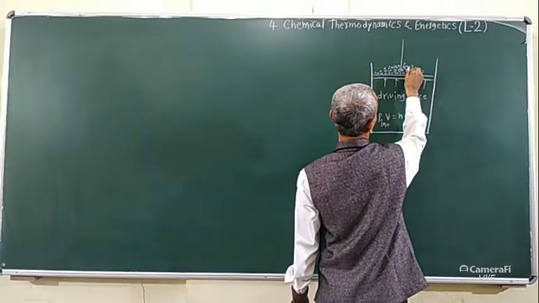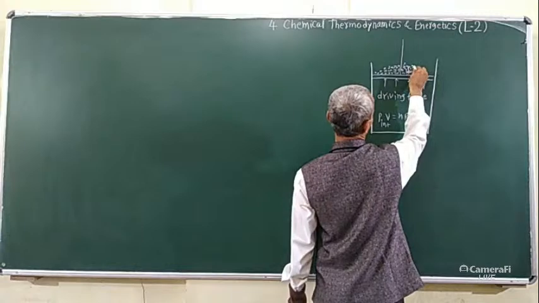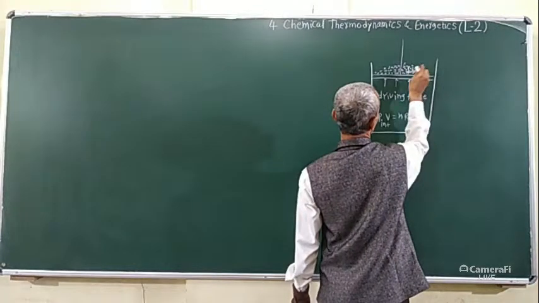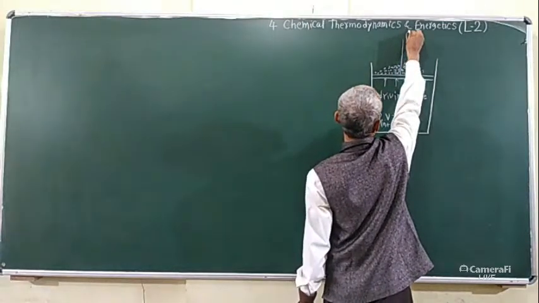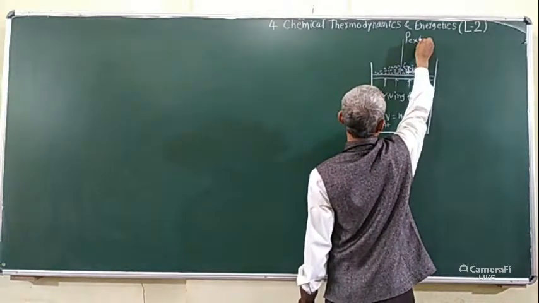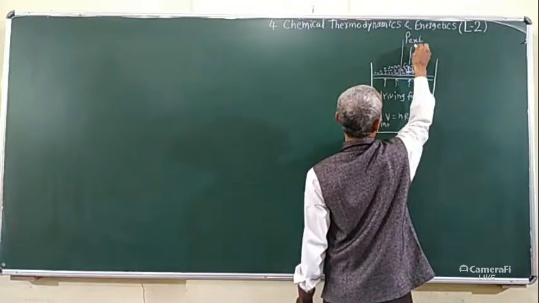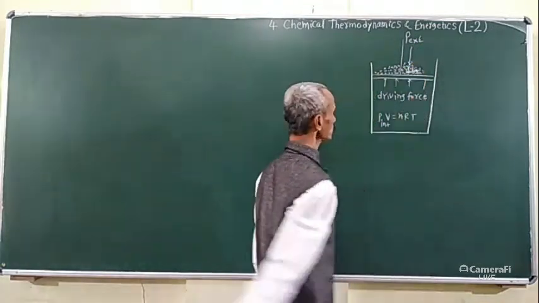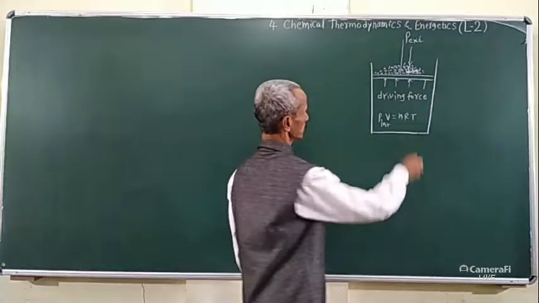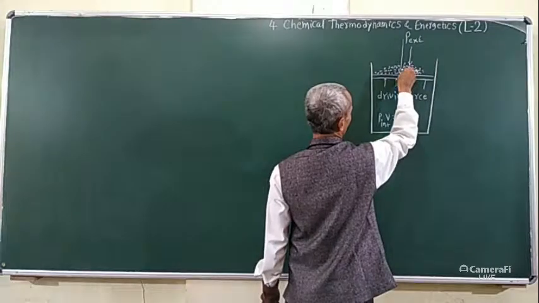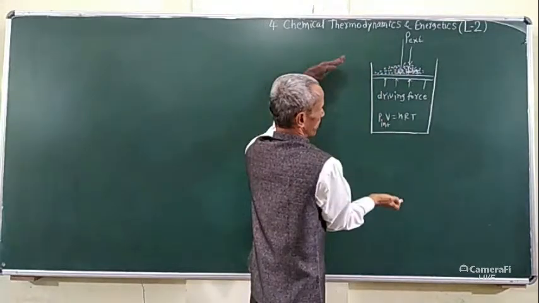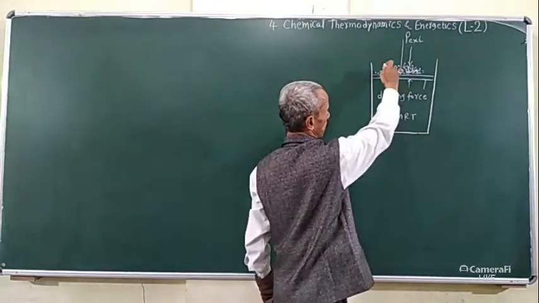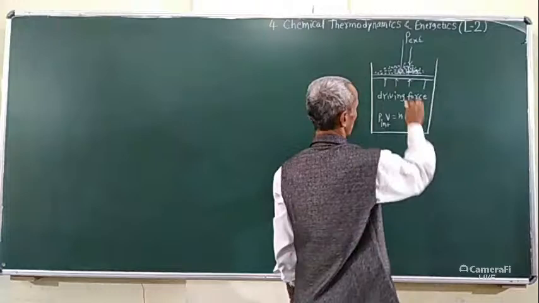Suppose the weight is about 1 kg or 10 kg, and the system attains equilibrium. This is P external. This is a flexible system, so this piston can go up, or the gas can be compressed because of this pressure.